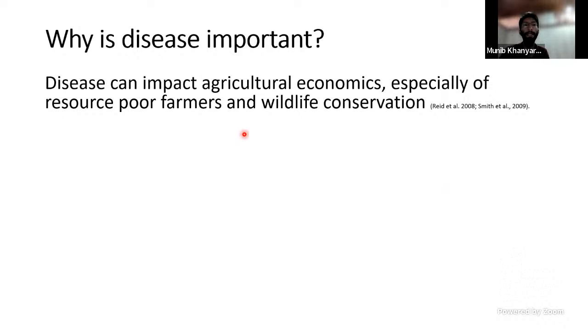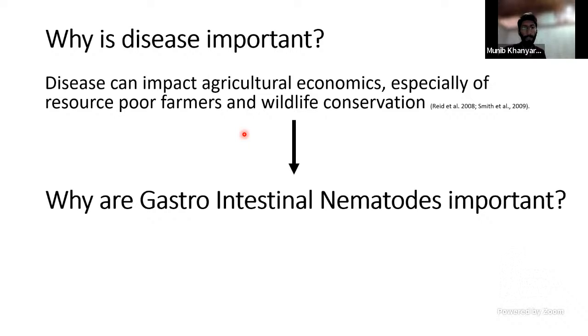Especially in the context that I just said, diseases can impact agricultural economics of herders, particularly those 752 million people that live on less than $2 a day. Imagine if their livestock was impacted by disease. That is a huge livelihood impact that we're talking about. But they're not only important for agricultural economics, but they can also be important for wildlife conservation, because diseases can impact wild populations in many, many different ways.